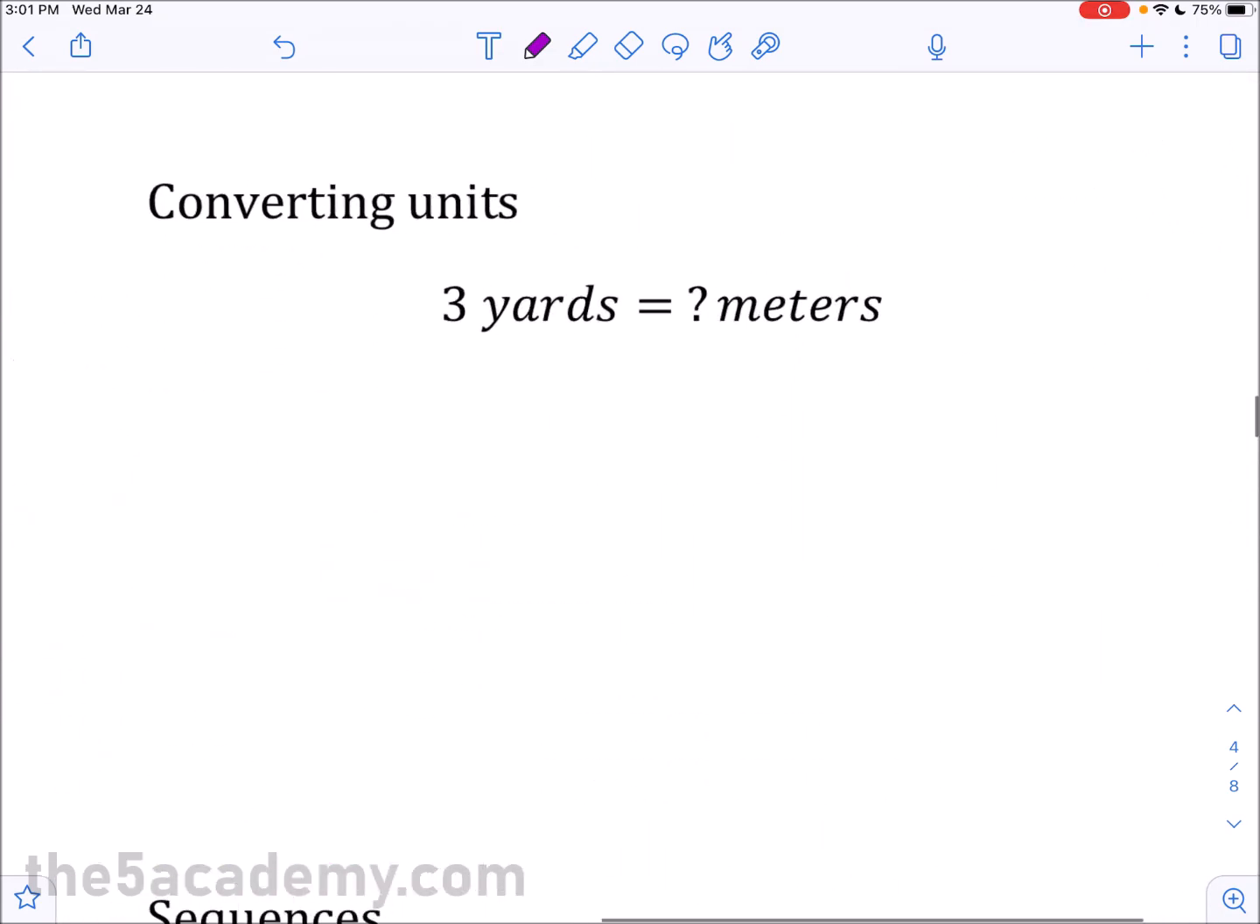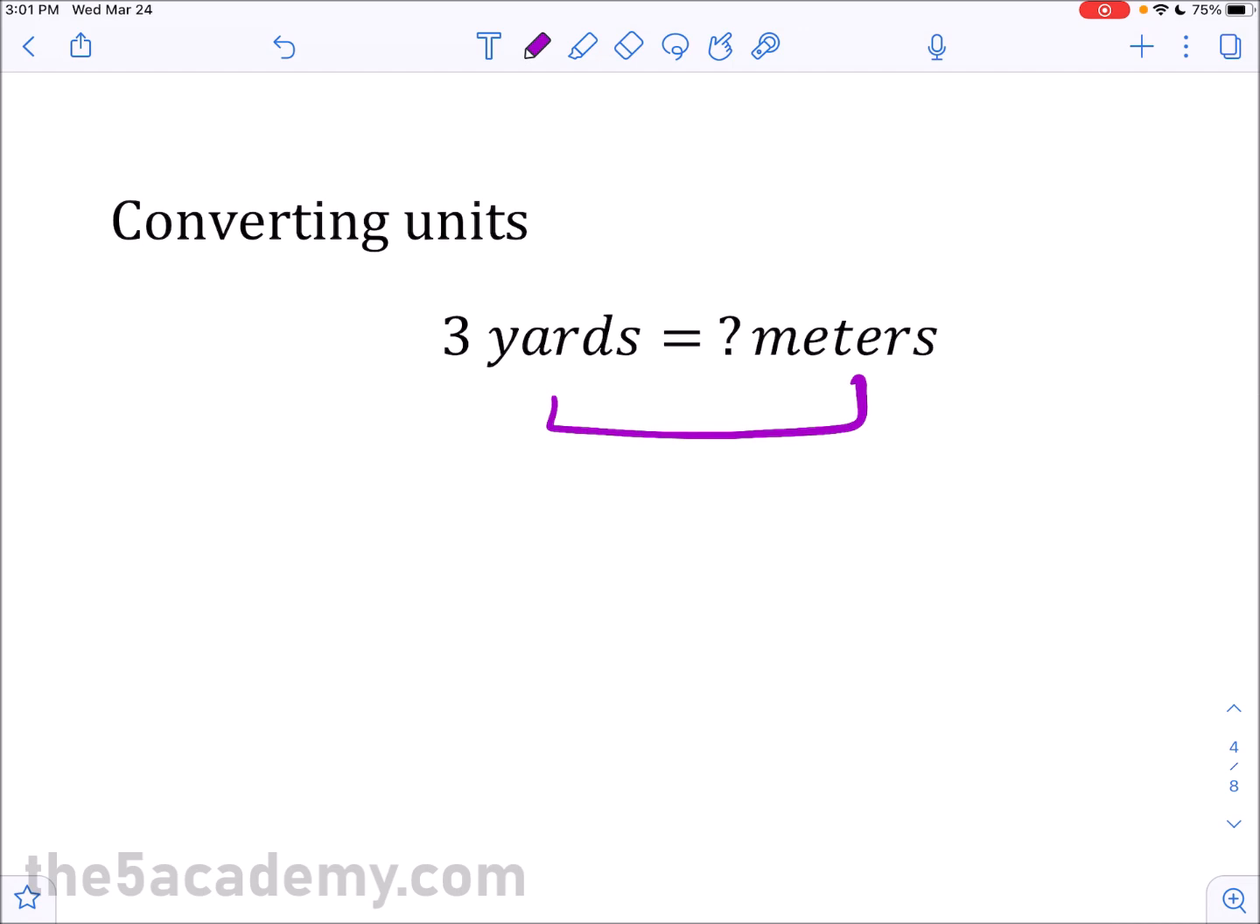Okay, moving on. Converting units. So can you convert from yards to meters or yards to feet or inches to centimeters or things like that? Usually most of the conversions you'll know in the back of your head, like, okay, 1 mile equals 5280 feet.